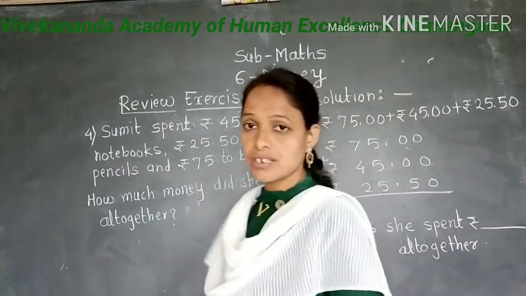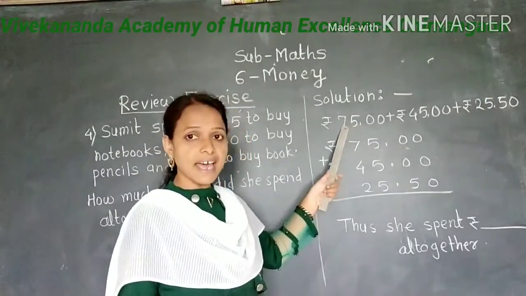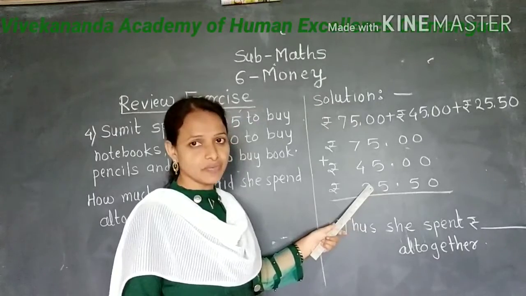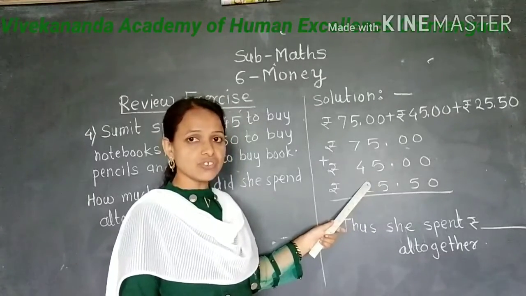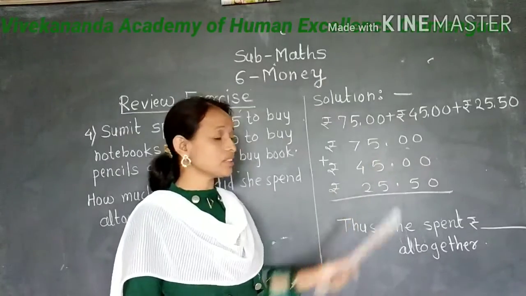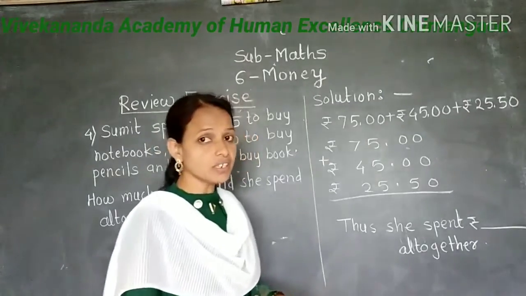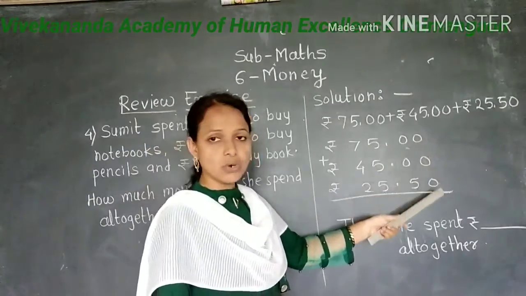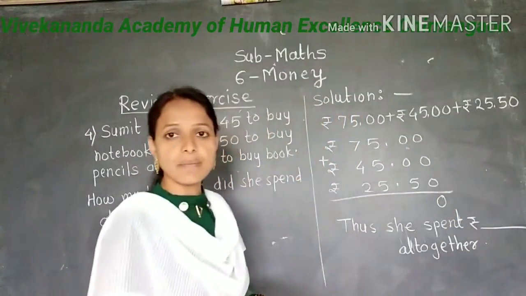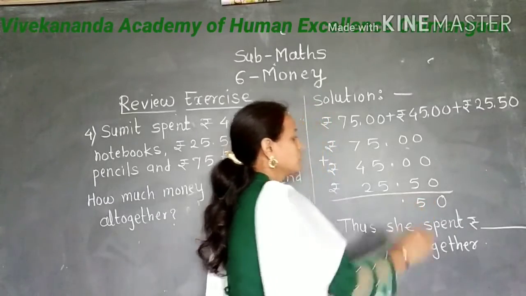Okay. So see here the addition of money. Here we will add 75 rupees, 45 rupees and 25 rupees 50 paise. First we arrange the rupees and paise in different columns by putting the dot. Now we will start to add from right to left. 0 plus 0 plus 0, 0. 0 plus 0 plus 5, 5. Here put the dot.